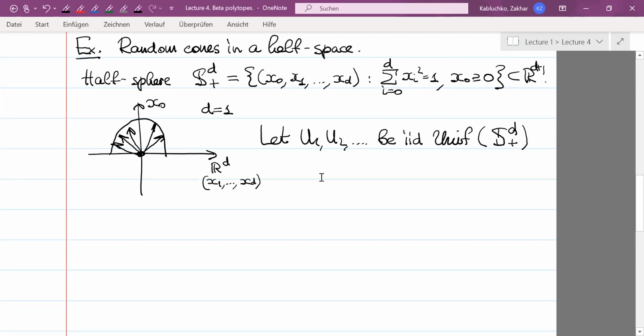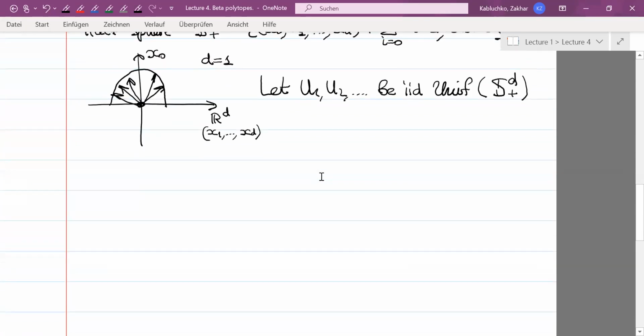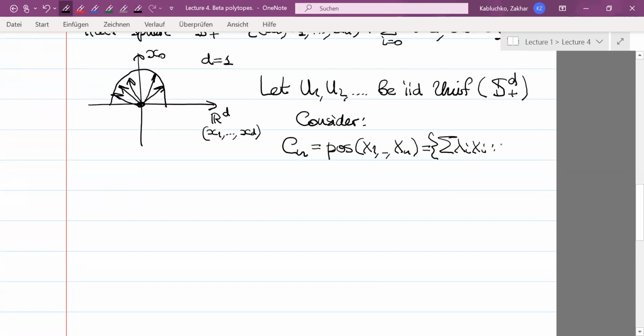And so we take random directions, and then we take a cone which is spanned by these directions. So consider a cone C_n, which is the positive hull of u_1, ..., u_n, and it is defined as the set of linear combinations, sum over i from 1 to n of lambda_i u_i, where lambda_i are greater or equal than 0. So we take a cone spanned by these directions.